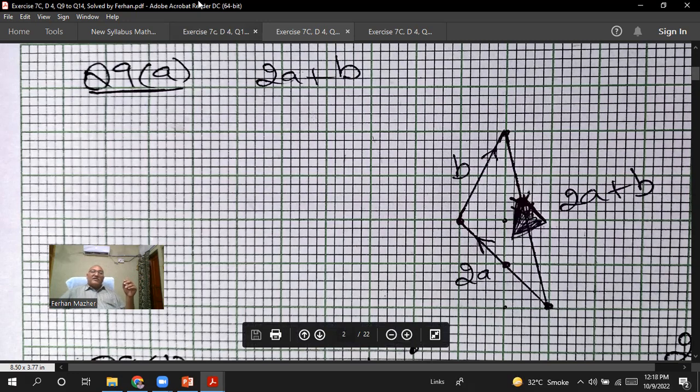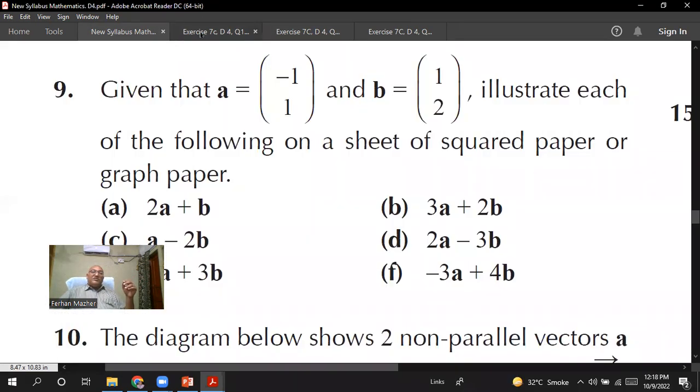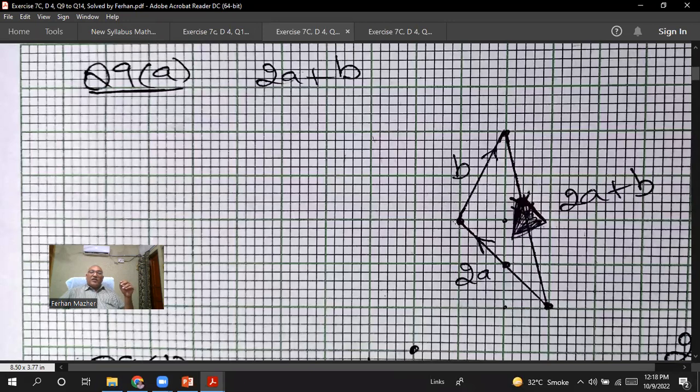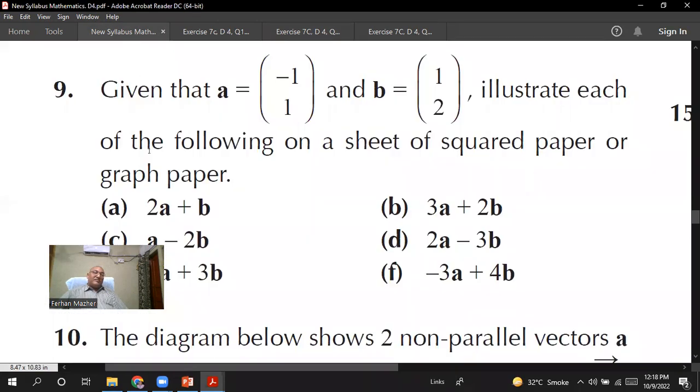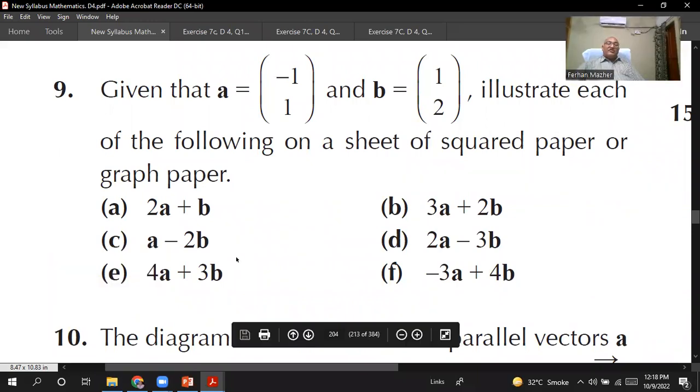The column vector for B is what? (1, 2). So from the head of the first vector, I will put the tail of the next vector. (1, 2), so you go one step to the right and two steps upward. This is B, and you put the arrows like this. Join the tail of the first vector with the head of the last vector. That will represent 2A plus B.